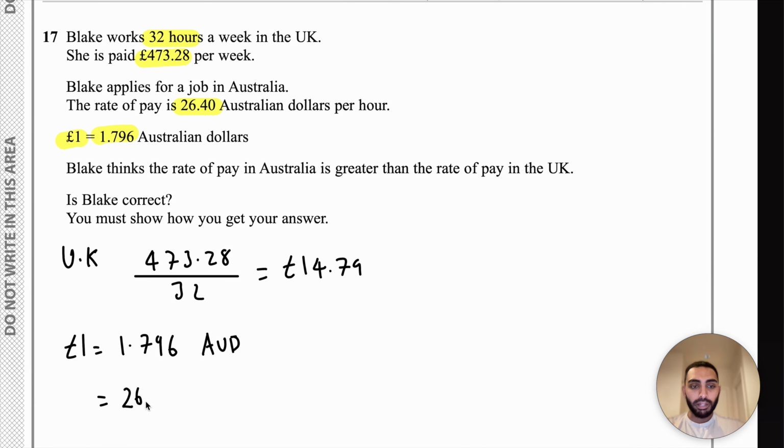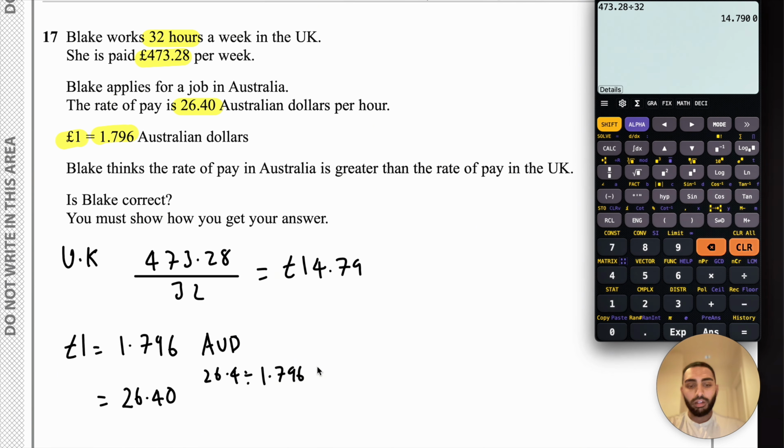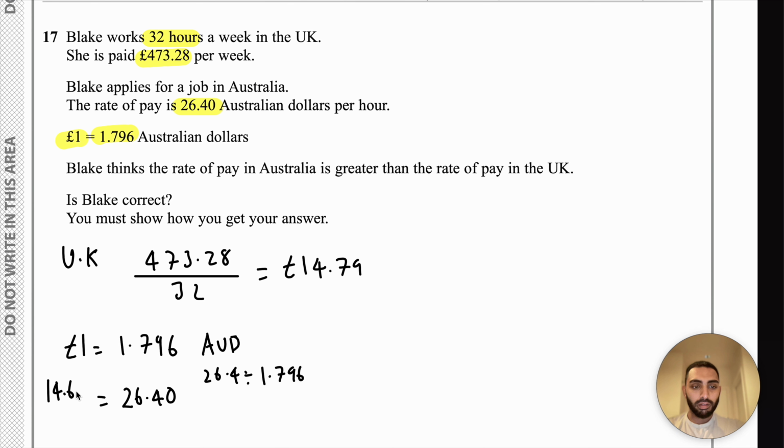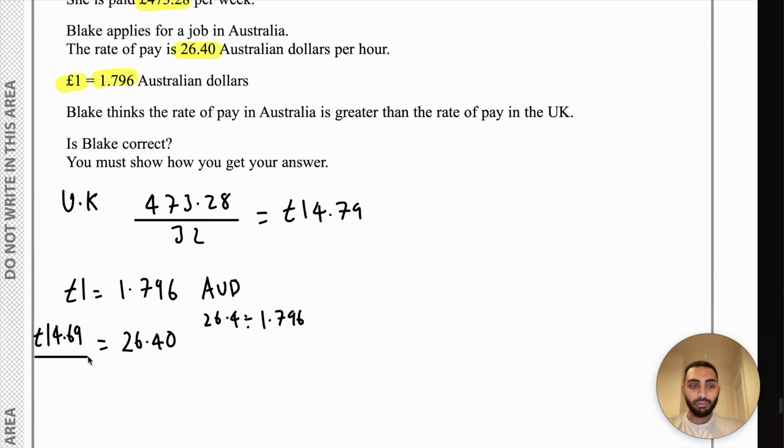So we need to multiply on the right-hand side by something to get to 26.4. What have we multiplied by? So I'm going to do 26.4 divided by 1.796. That gives me 14.699. Two decimal places because I want it in pounds and pence. And now I can see how much Blake would be earning in pounds in Australia. Now I can compare these two values, this £14.69 and £14.79.